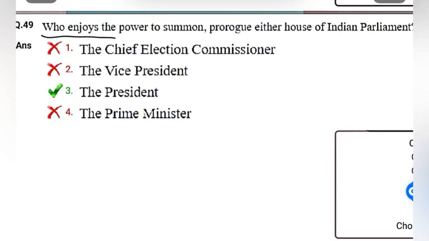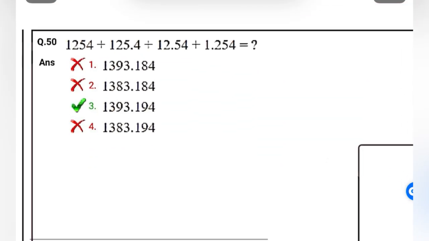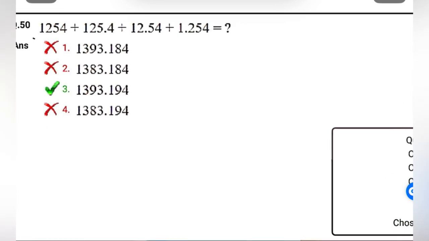Who enjoys the power to summon and prorogue either house of Indian Parliament? The President. Solve the following equation. By adding these values, we get 1393.194. It is a simple addition.